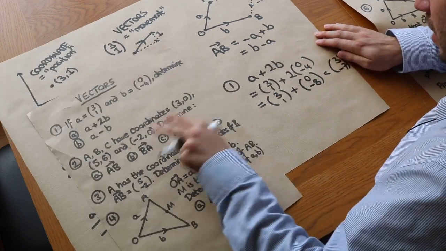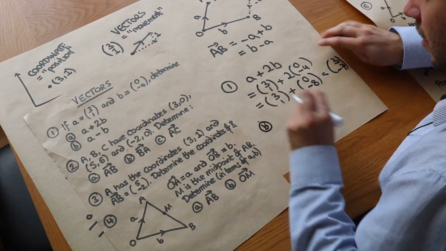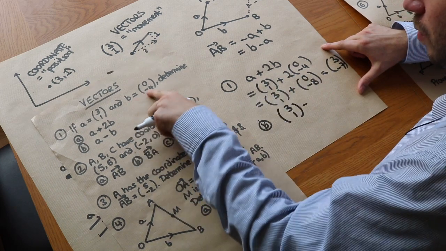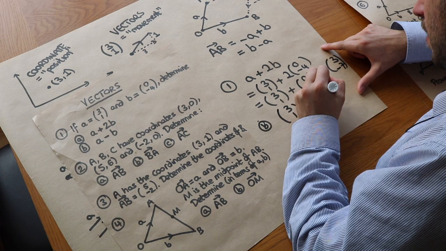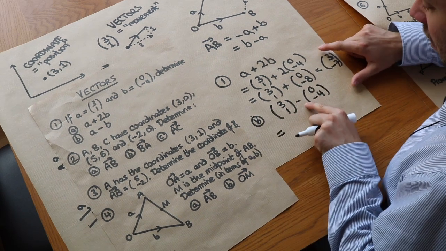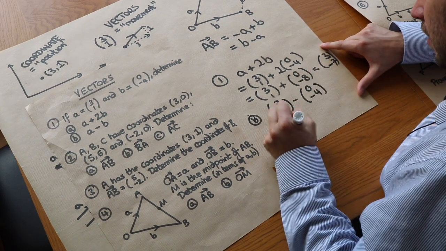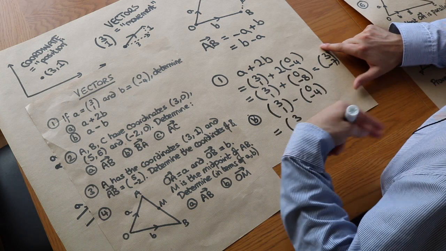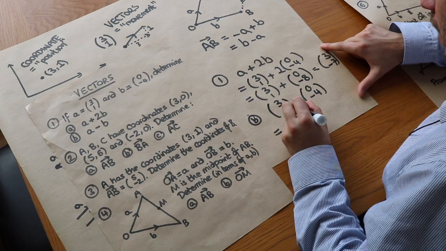And what about A minus B? So we've got A, which is (3, 1), minus B, which is (0, -4). So in the same kind of way, we subtract these numbers instead. 3 minus 0 is 3. And 1 minus minus 4, that would be 1 plus 4, which is 5.